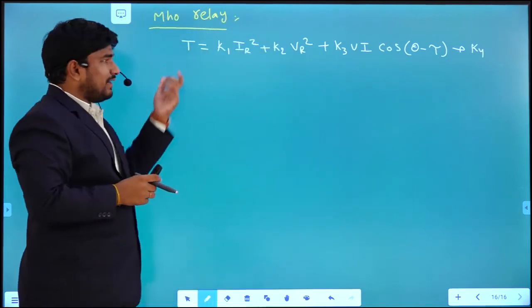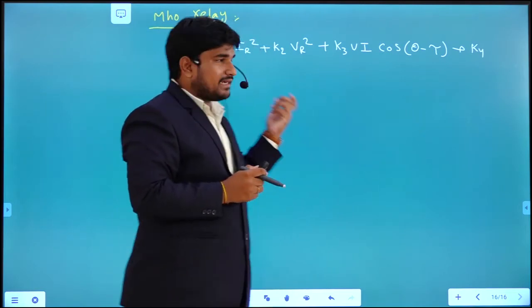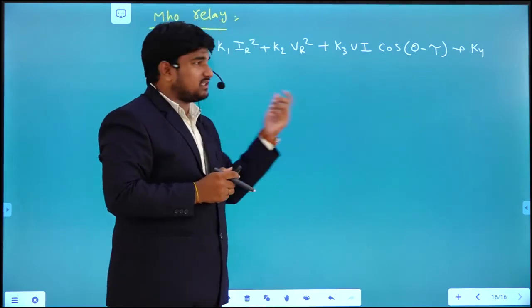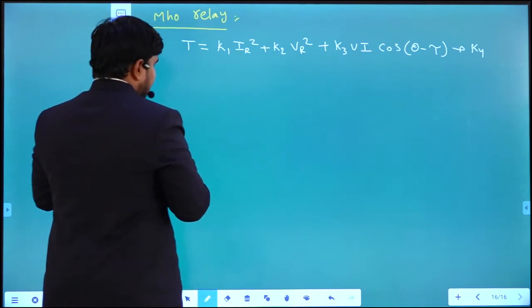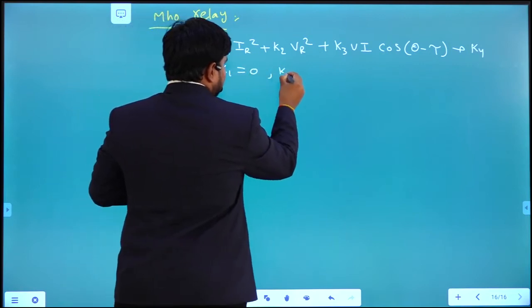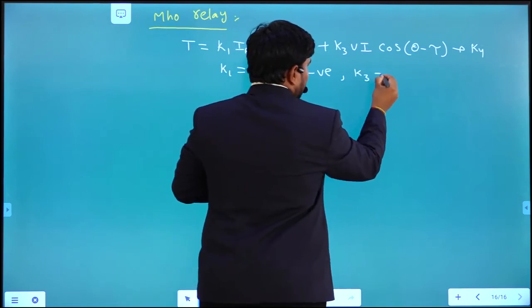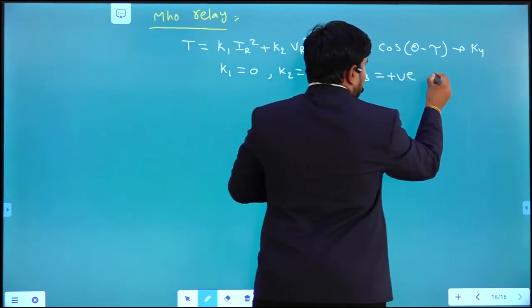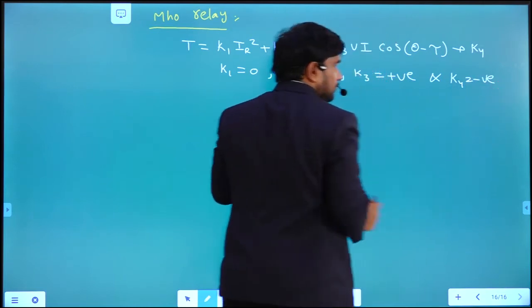So, in case of mho relay, what are the parameters to be taken from this torque expression? I will take K1 as 0, K2 is negative, K3 is positive, and K4 is always a restraining quantity, that's why it is negative.